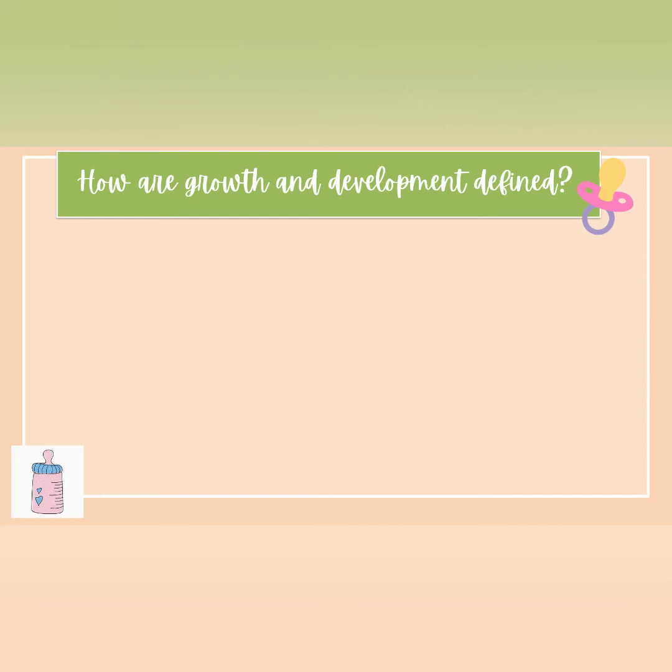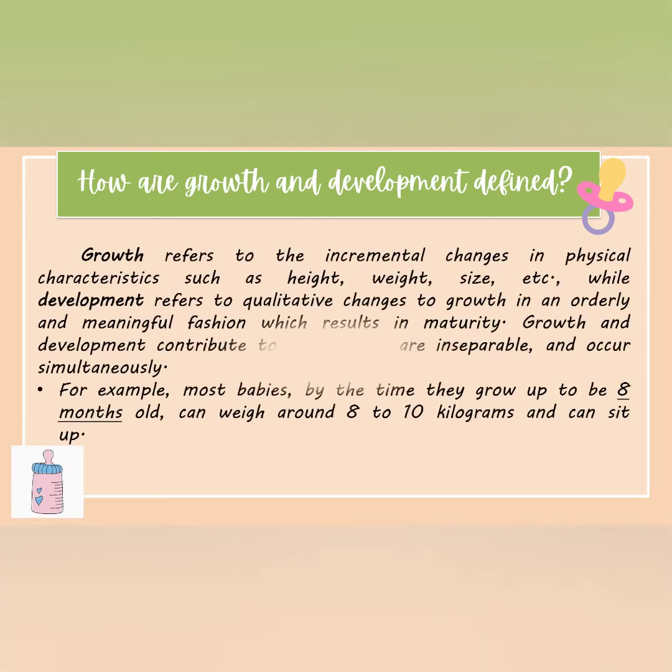How are growth and development defined? Growth refers to the incremental changes in physical characteristics such as height, weight, size, etc., while development refers to qualitative changes to growth in an orderly and meaningful fashion which results in maturity. Growth and development contribute to each other, are inseparable and occur simultaneously. For example, most babies, by the time they grow up to be 8 months old, can weigh around 8 to 10 kilograms and can sit up.